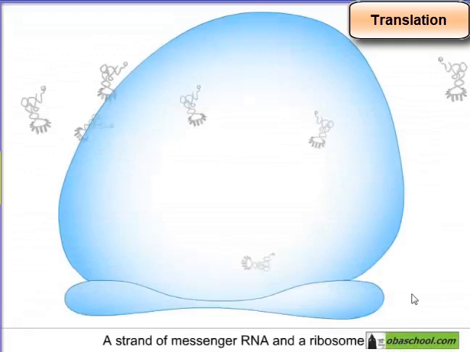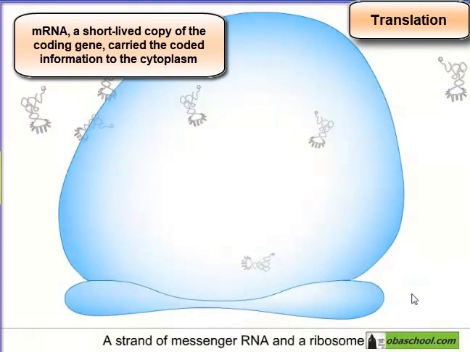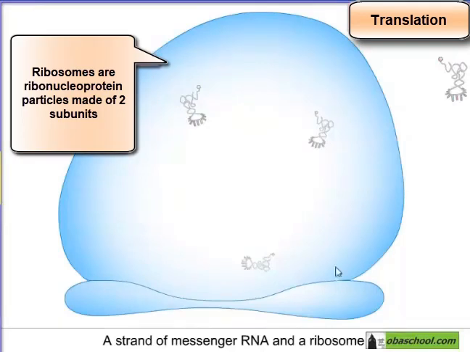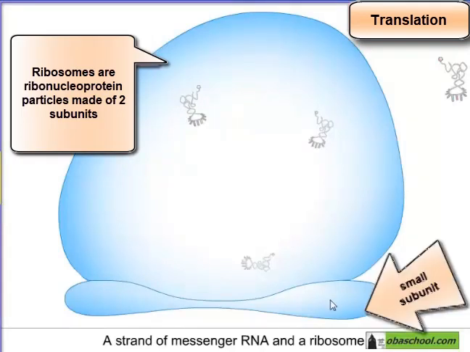Translation. The mRNA carries the coded information into the cytoplasm. And in the cytoplasm, it's going to attach to a protein called a ribosome. The ribosome is made up of proteins and of rRNA, ribosomal RNA, a different type of RNA from the mRNA. It has two subunits, the small and the large.